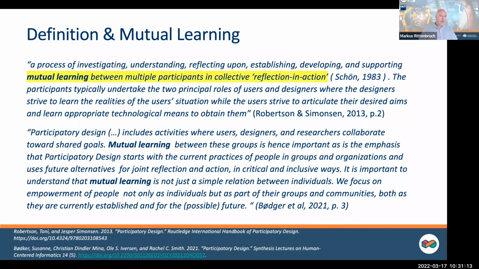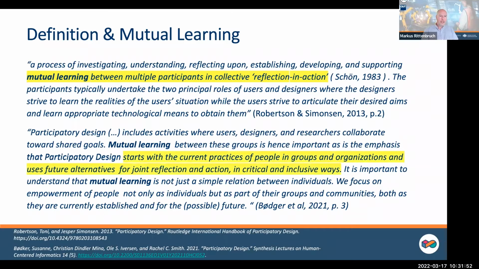And really one of the overarching concepts that's really critical here is the concept of mutual learning. Mutual learning is mutual learning between the stakeholders in the PD process. So predominantly the people who are working or are part of an organization and the designers who are coming in and helping to shape and build technology. And mutual learning between multiple disciplines in collective reflection of action means people are jointly engaging in the design process and jointly learning from each other.